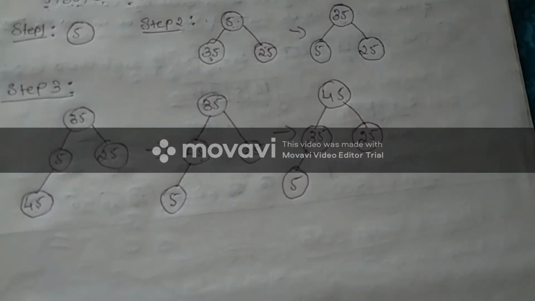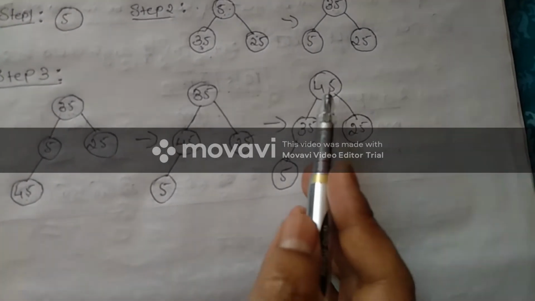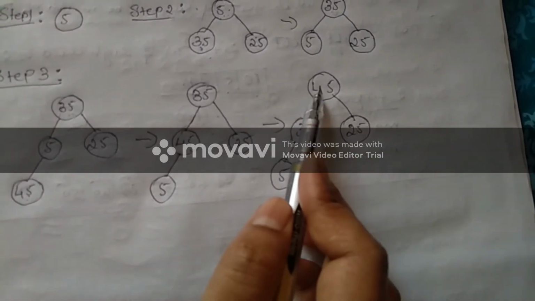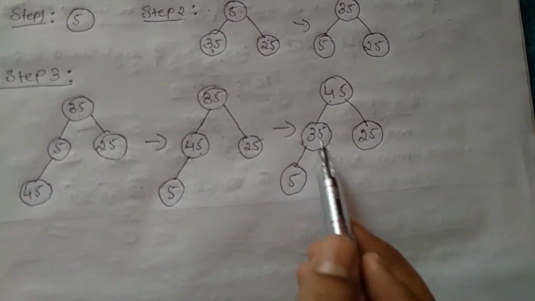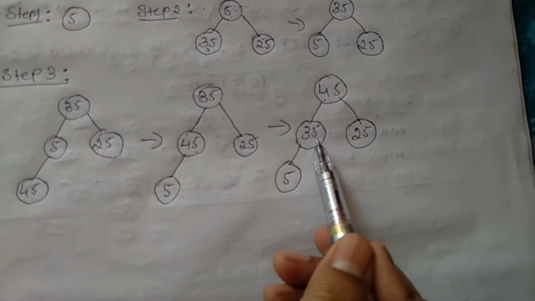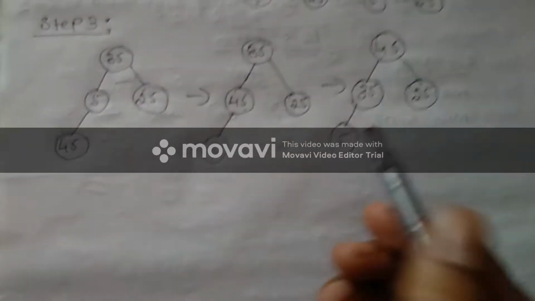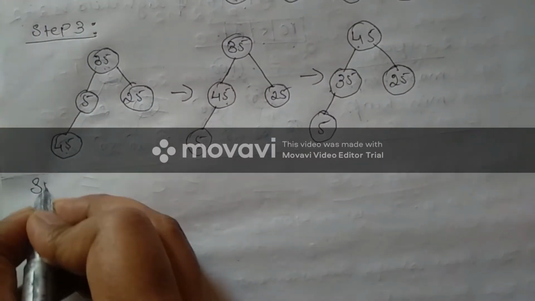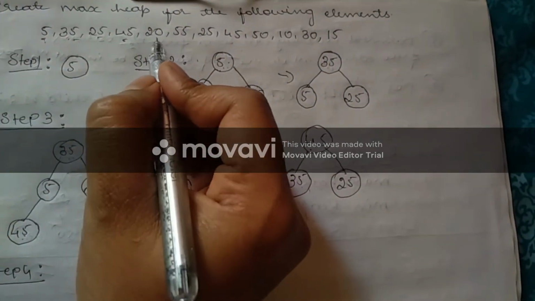Now step 3 is complete. See, this is satisfying the max heap condition. 35 and 25 are less than 45. Here 5 is there, and 35 is greater than 5. So parent nodes have more value than their children, that is parental dominance. Next, I'll go for step 4, which is the next element to be taken.